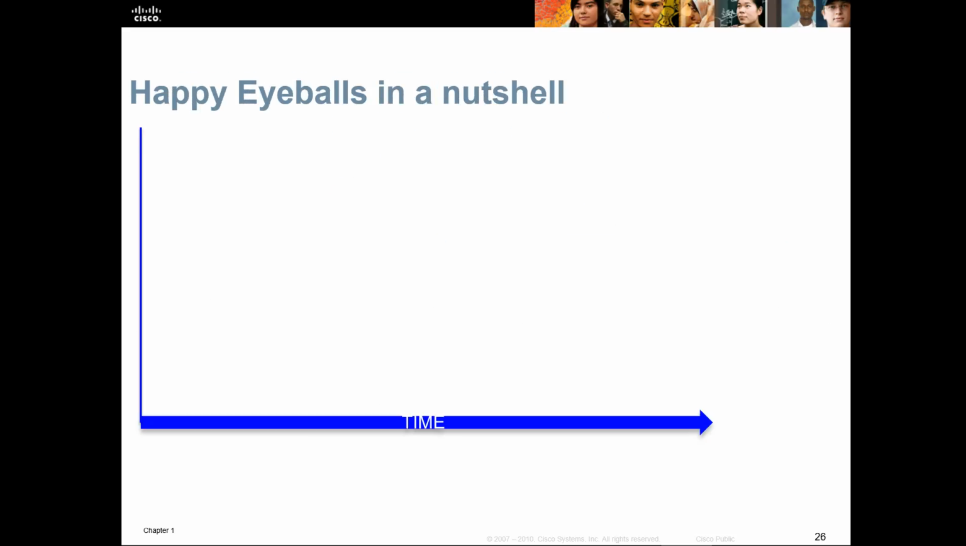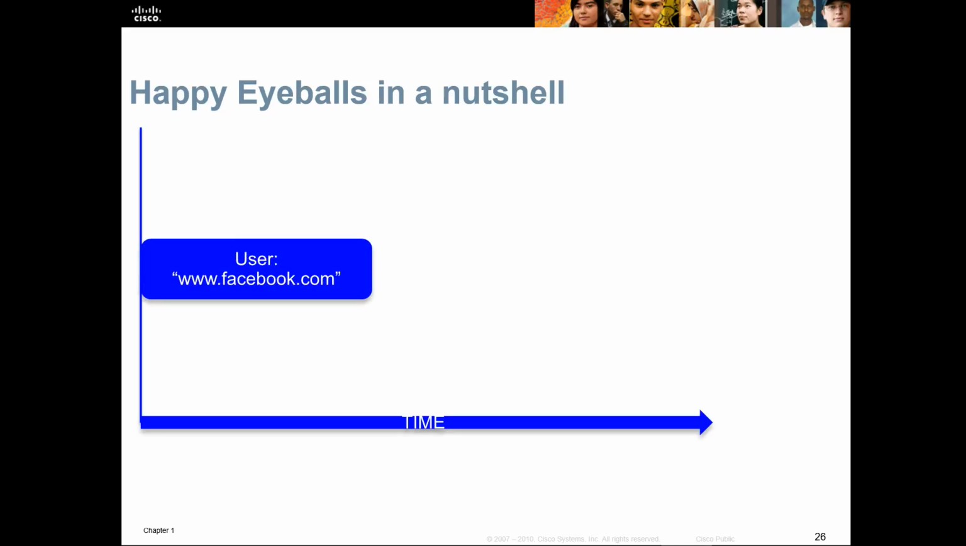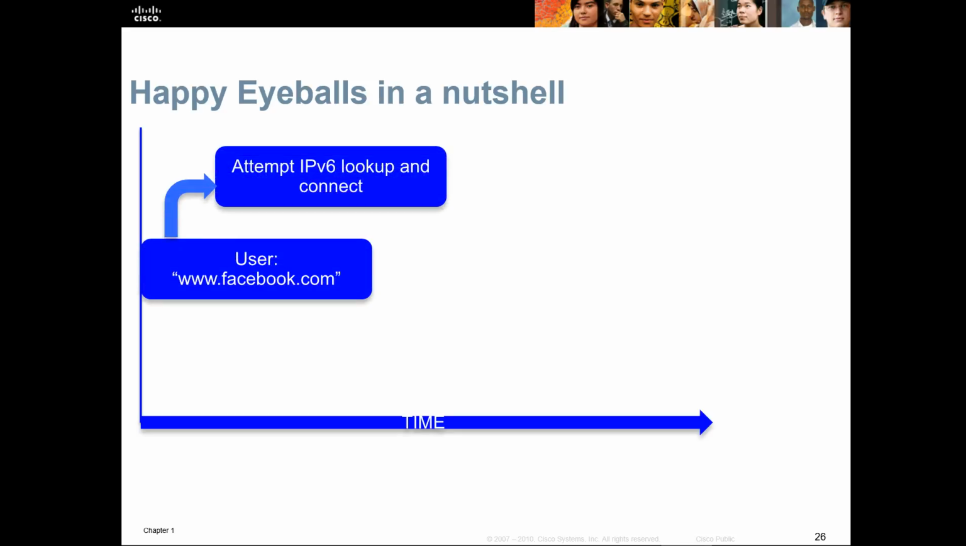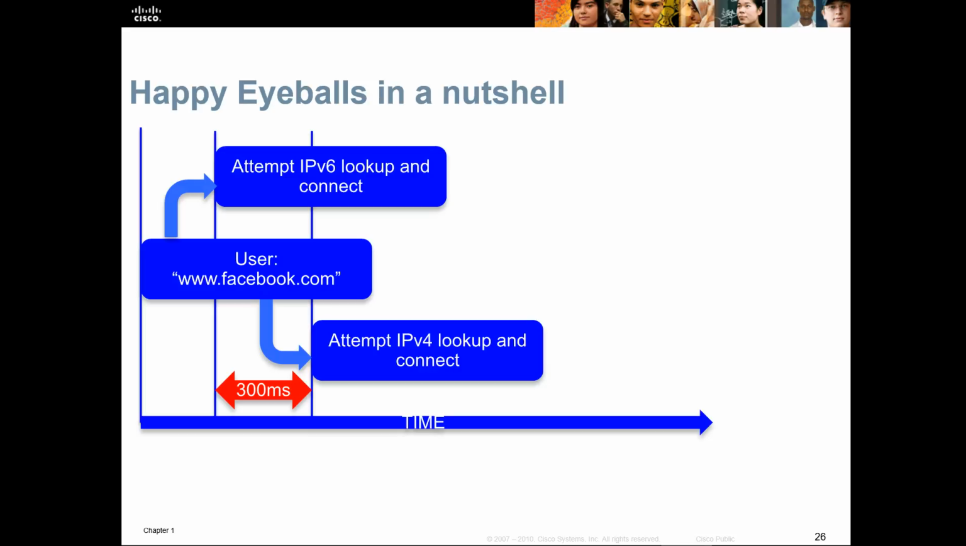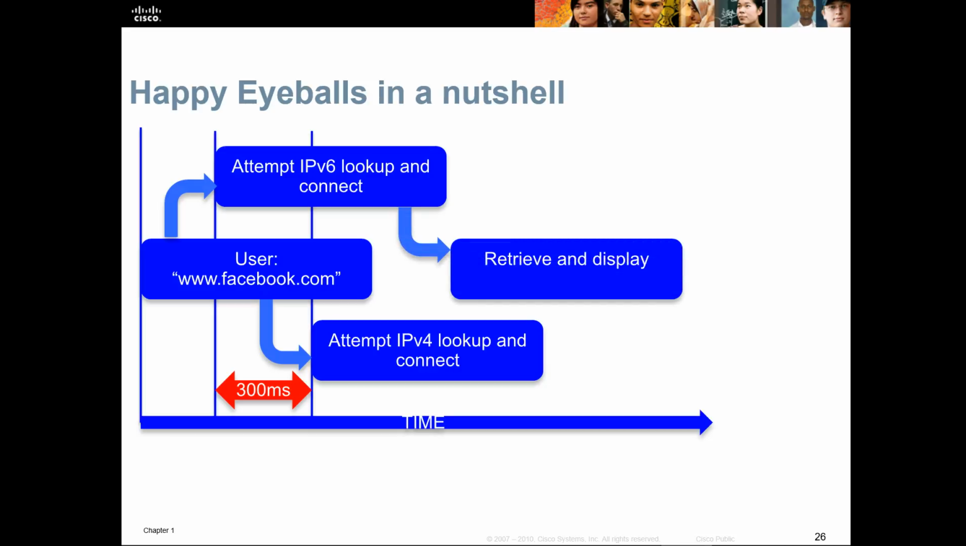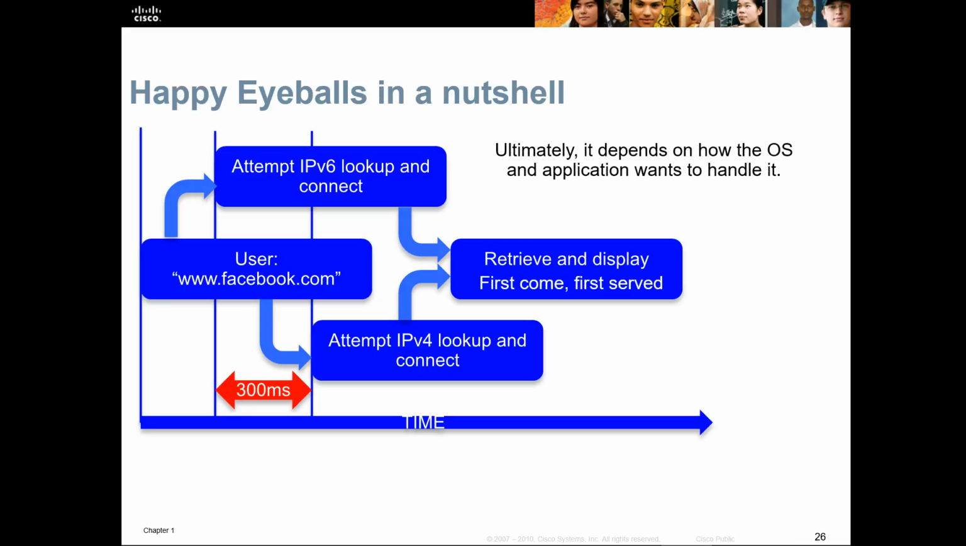Let's talk about this in reference to time. The user for Facebook attempts an IPv6 lookup and connection. We're talking about 30 milliseconds for our lookup for IPv4. With IPv6, the retrieval and display may be the same time for first come, first served. So it's also ultimately going to depend on our operating system and application and the speed of our network. But the initial attempt for IPv6 lookup has been seen to be faster.